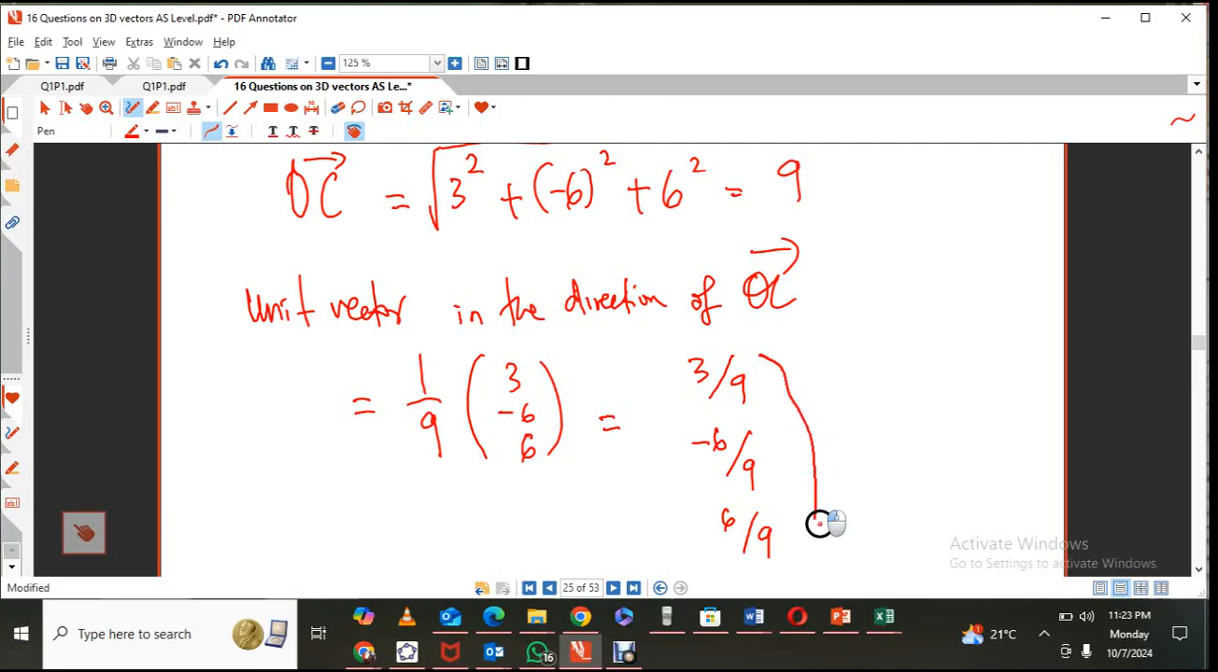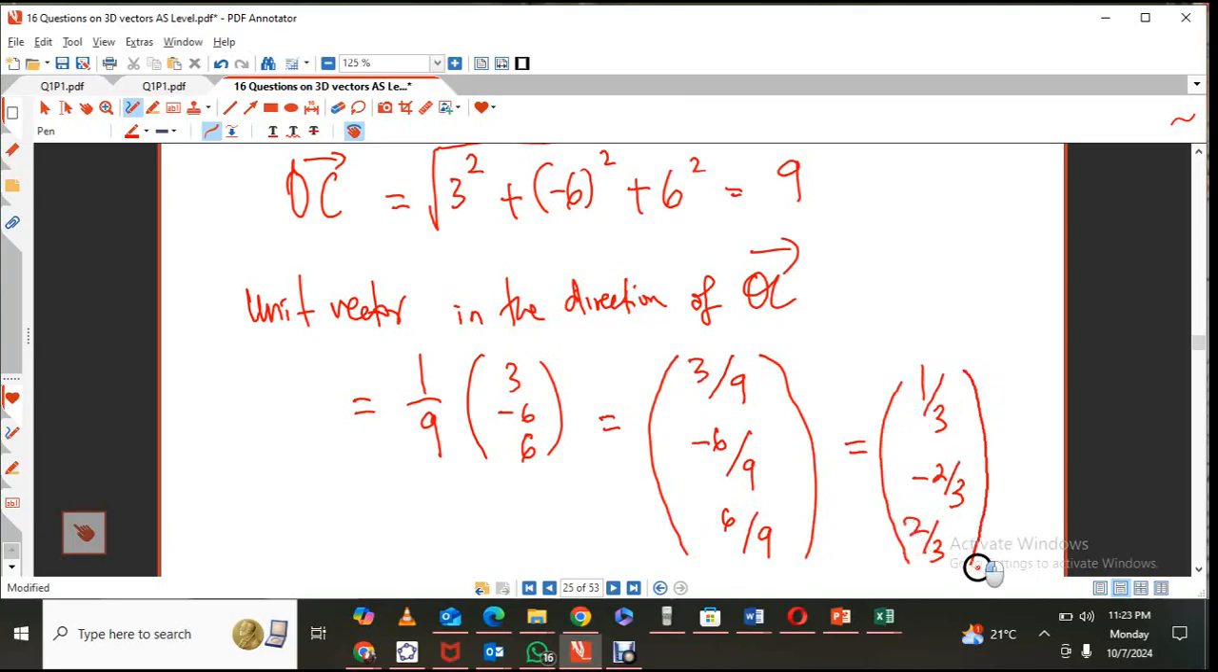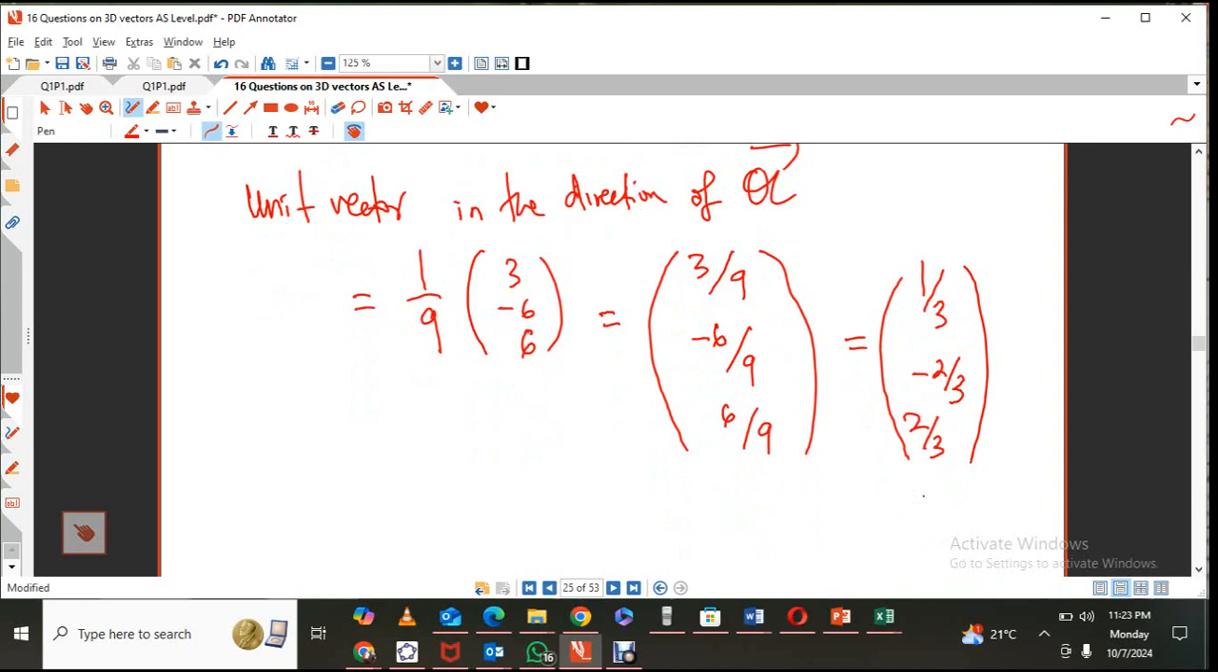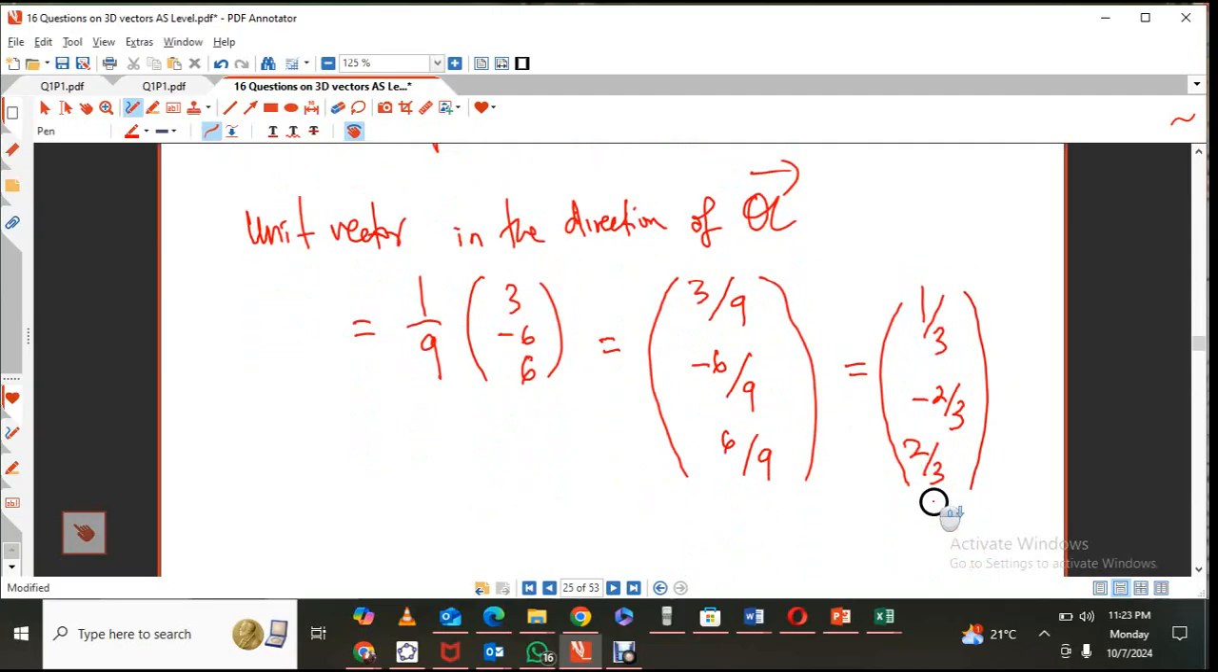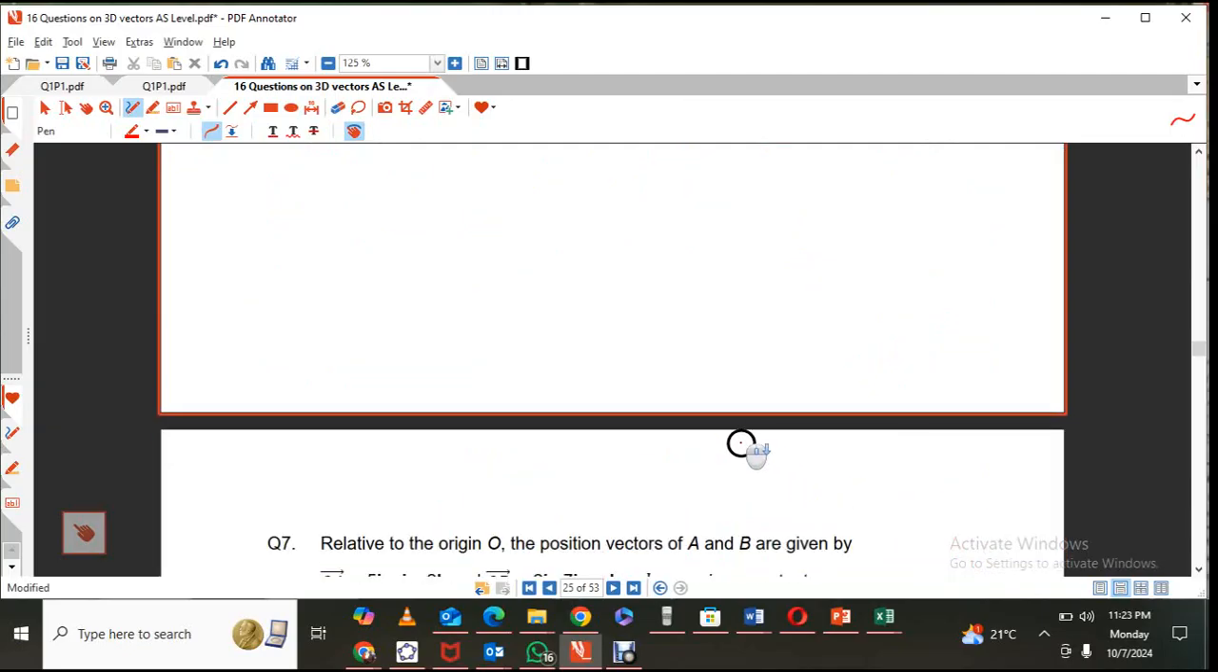divided by 9. Of course, this cleans up nicely to a third, negative 2/3, and 2/3. You can leave it like that. Okay, so there's one way of solving it. Of course, there's also another way, but that's what you get, right? Good. Let's get to our next question.